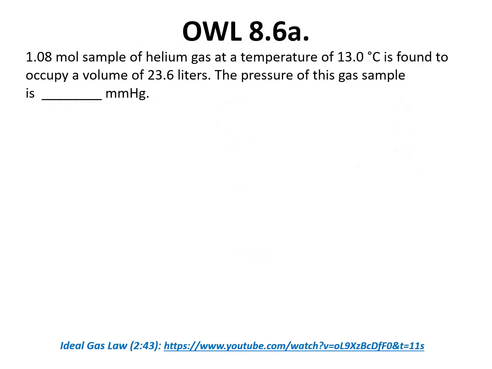OWL 8.6. We have 1.08 moles of helium. It's at a temperature of 13.0 degrees Celsius, and it occupies a volume of 23.6 liters. We want to calculate the pressure of the sample. You can see just from the wording, we only have one number of moles, one temperature, one volume, and we're asked to calculate one pressure. There's only one set of conditions, therefore I know that I need to use the ideal gas law.